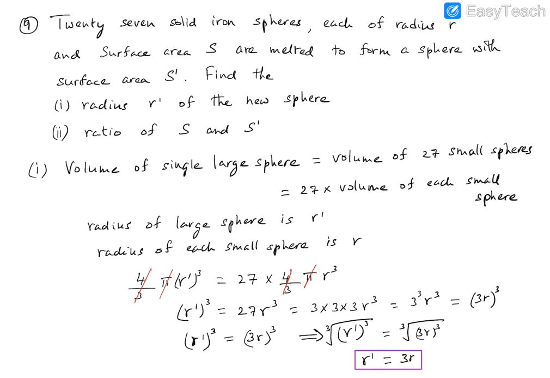So r dash is the radius of the large sphere and r is the radius of the small sphere, and we have the relationship that the radius of the large sphere r dash is equal to 3 times the radius of the small sphere, which is 3r. So r dash is equal to 3r. So we have the value for the radius of the large sphere, which is the new bigger sphere that is built after melting all the 27 smaller spheres. We'll continue writing that on the subsequent page here. So we have r dash is equal to 3r.